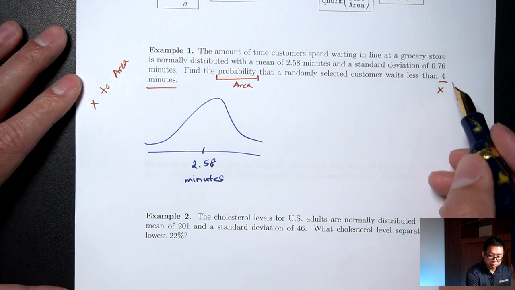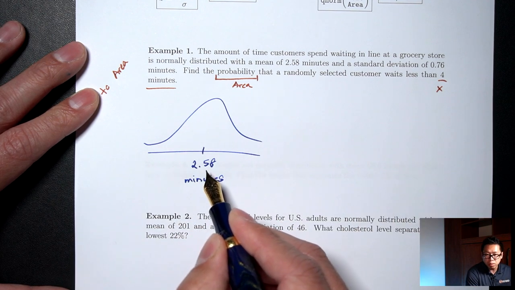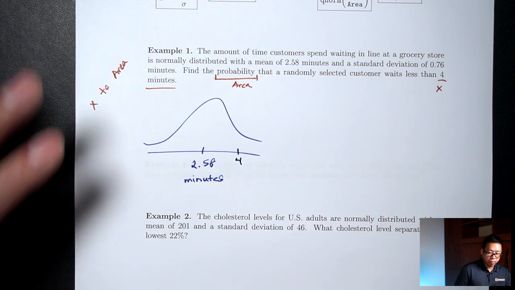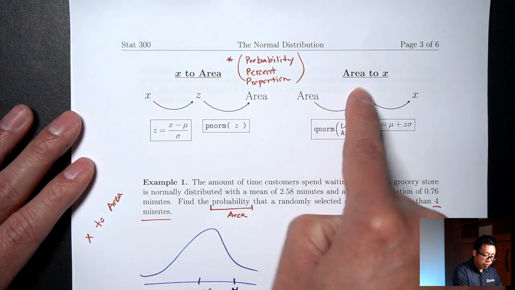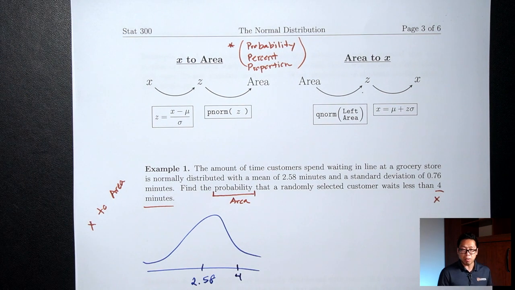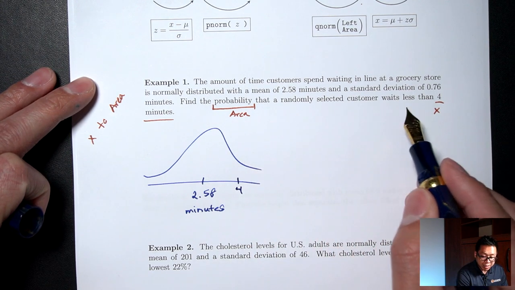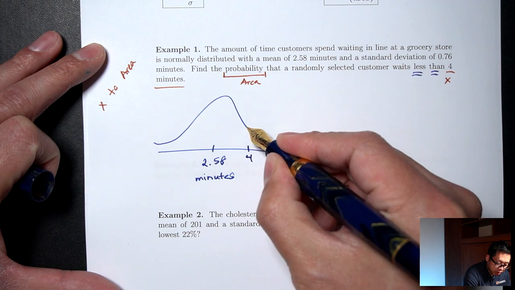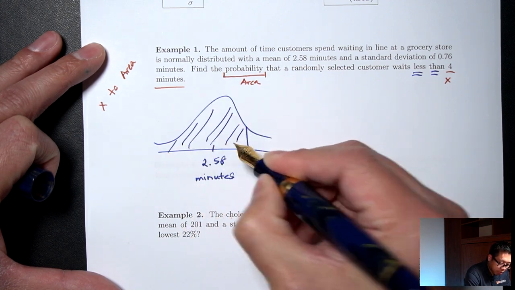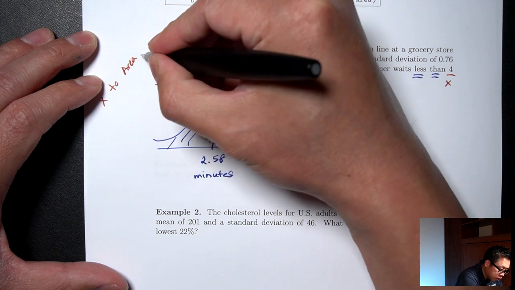Let me draw the rest of the picture. I need to put this four on my picture. This four we said was an x that goes on the x-axis. Four is more than 2.58, so that goes to the right here. Then I need to decide how to shade this picture. There are two main types, and within each type there are three pictures that you can encounter: either shade it to the left, shade it to the right, or shade it in between. This one says, find a probability that a randomly selected customer waits less than 4 minutes. So less would be to the left. This is an x to area type question that is shaded left.